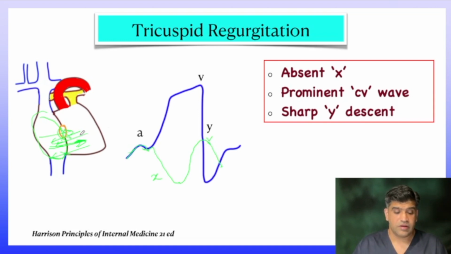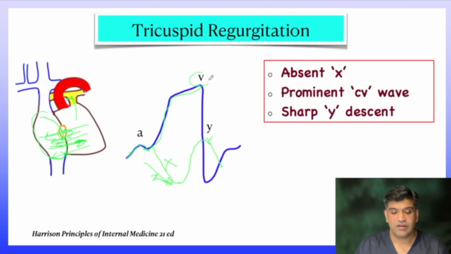Now, when the RV contracts in tricuspid regurgitation, what happens? The blood which should go exclusively into the pulmonary circuit quickly comes into the right atrium also. So the right atrium never empties completely. So there is no X. It becomes another positive wave that is known as the CV wave.